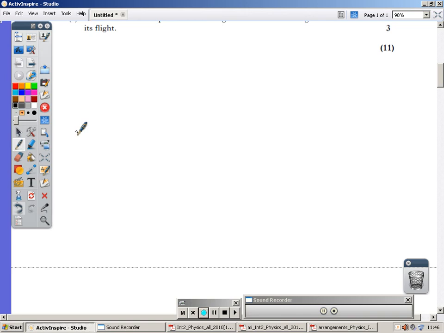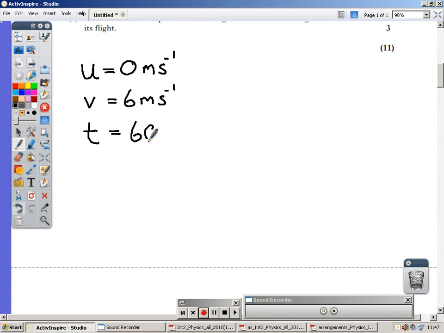So let's start with writing down, what do we know? Well, we know the initial speed is 0 meters per second. The final speed was 6 meters per second. And the time taken for that change in speed was 60 seconds. And we wanted to calculate the acceleration, which of course is in units of meters per second per second.